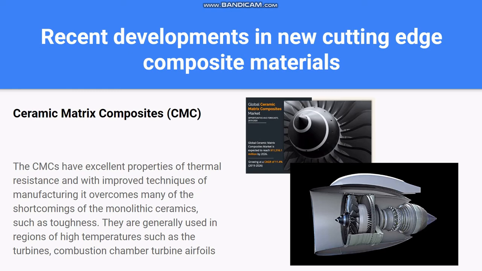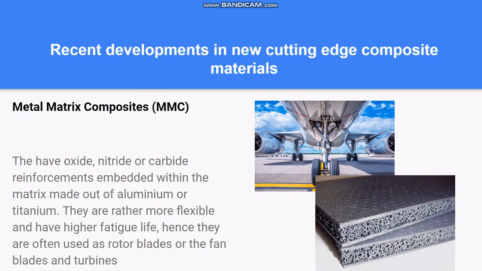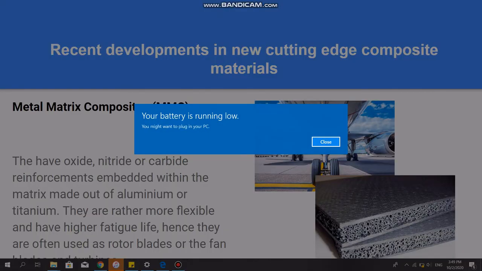We also have another development, which is metal matrix composites, also known as MMC. They have oxide, nitride or carbide reinforcements which are embedded within the matrix. The matrix is made out of aluminum or titanium. They are rather more flexible and have higher fatigue life. Hence, they are often used as rotor blades, fan blades or in turbines.